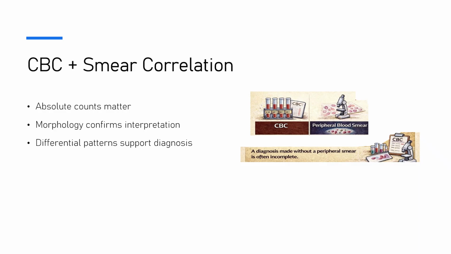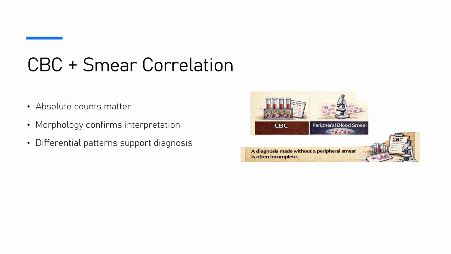The CBC provides quantitative data, the actual numbers. For example, it tells us whether the white blood cell count is elevated, decreased, or within normal limits. But the CBC cannot show us how the cells actually look. That's where the peripheral smear becomes incredibly valuable. When we examine the smear under the microscope, we evaluate morphology, the structure, maturity, and appearance of individual cells. We may detect reactive changes, abnormal maturation patterns, or unusual cell types that automated instruments cannot always identify correctly.